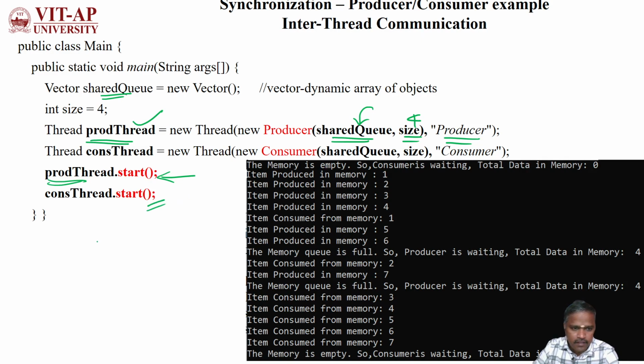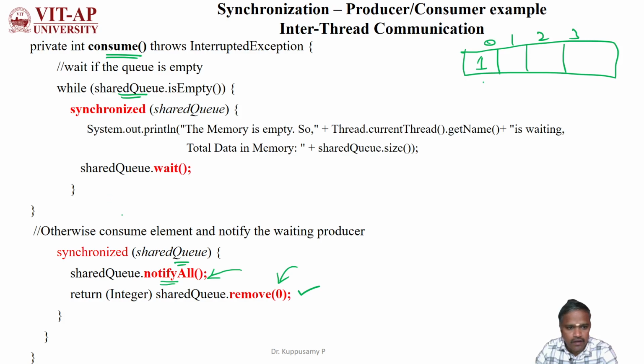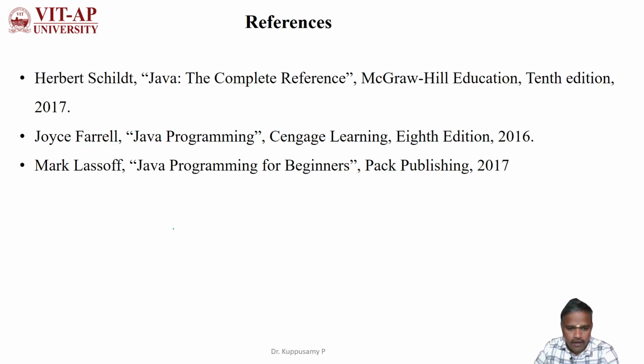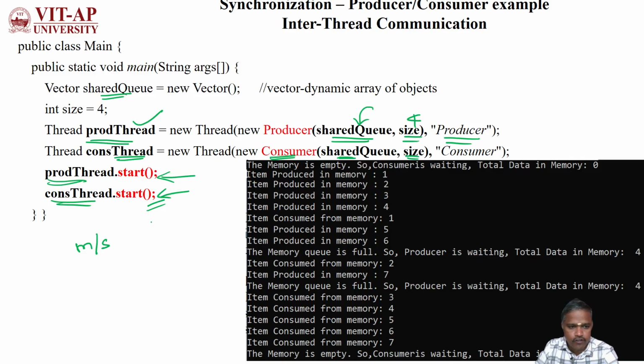At the same time, within a microsecond gap, the consumer thread also calls the consumer constructor with the shared queue data structure with size 4, and it also invokes the run method available in the consumer thread, right? The consumer thread also has a run method, so consume action or produce action comes from these respective threads.